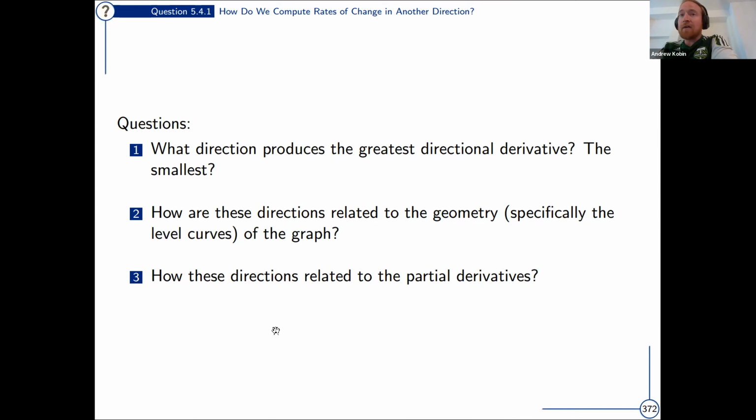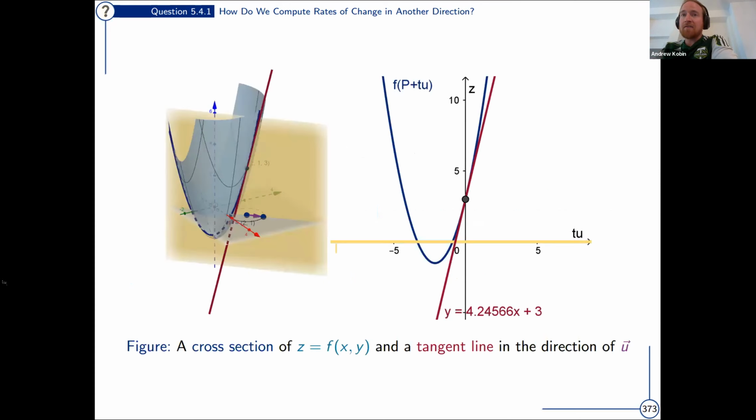If you play around with these graphs a little bit, here's a screenshot of one example of a graph with a fixed direction. This little purple vector is a unit vector u starting at the point (2,1) in the domain of this function. The red line is a tangent line in the direction of u in the domain, and the slope of the red line will give you the directional derivative in that direction u. If you play around with the sliders in the interactive version, you might come to the following conclusions.